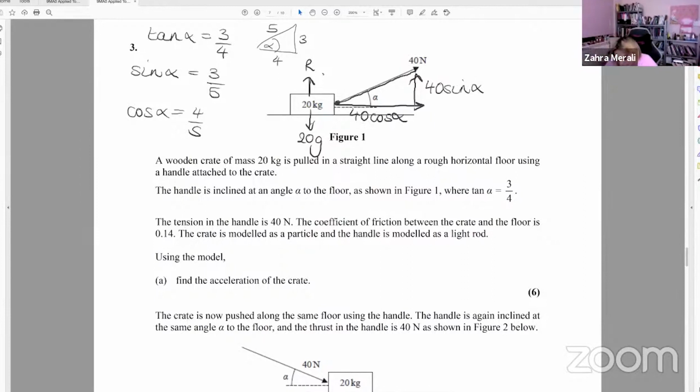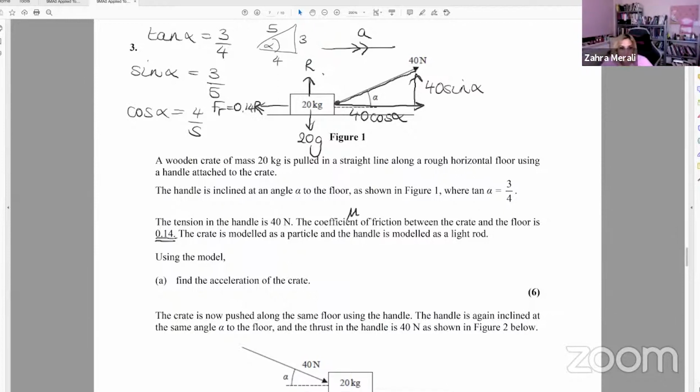Okay, the tension in the handle is 40. The coefficient of friction is 0.14. So coefficient is your mu. So if it's being pulled this way, then that means the friction is acting always in the opposite direction to where it's moving. So it's going to be moving that way. That's my acceleration. The friction is going to be acting in the opposite direction. So friction equals 0.14 R, so friction equals mu R.